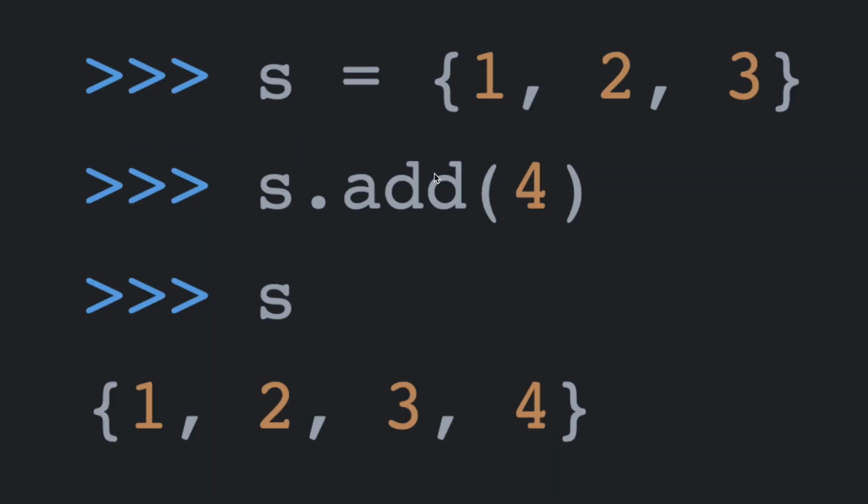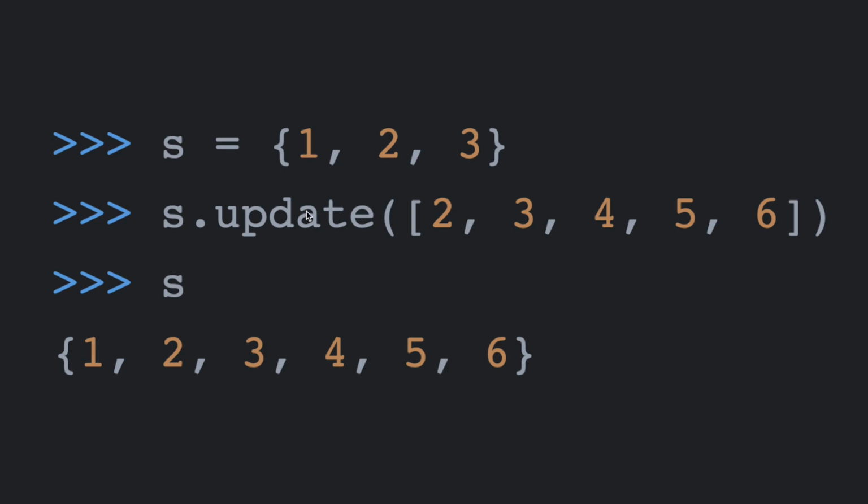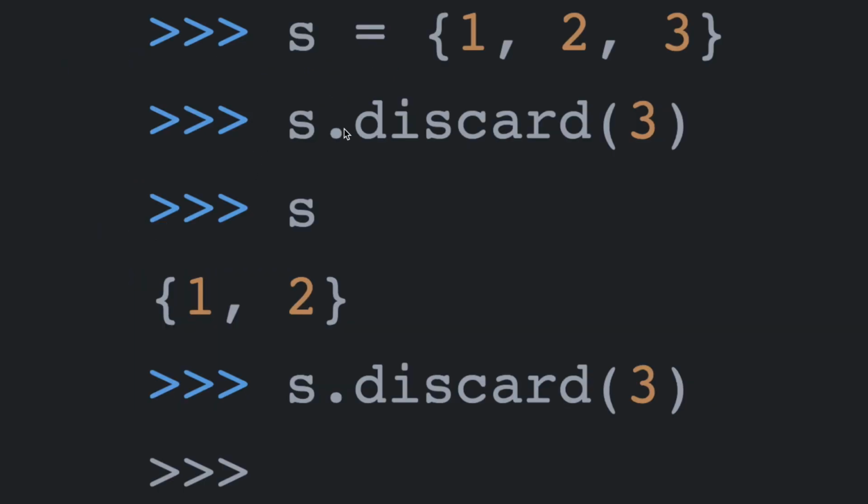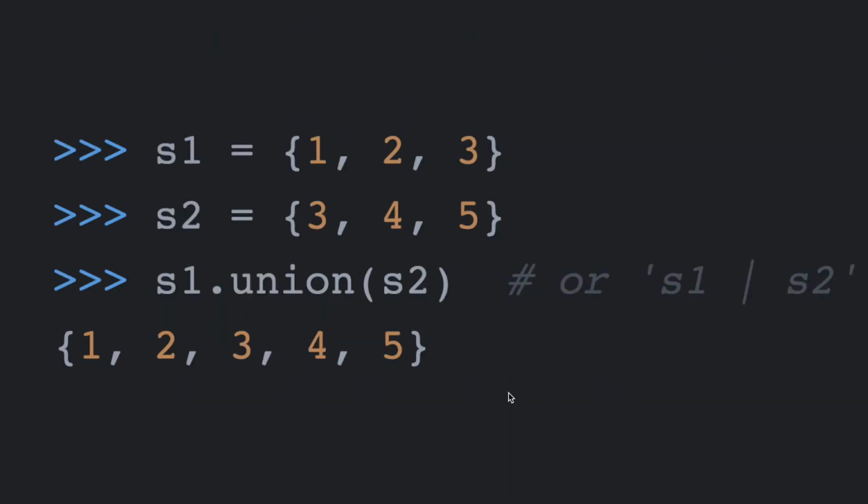You can add an element to a set with .add, and .update will add multiple elements to a set at once. And you can use .remove to remove an element. If you do .remove and remove an element that's not already in the set, you will get an error. .discard is just like remove, except when you try to discard something that's not in the set, there will not be an error. The .union method will create a new set that contains all the elements from the sets provided.